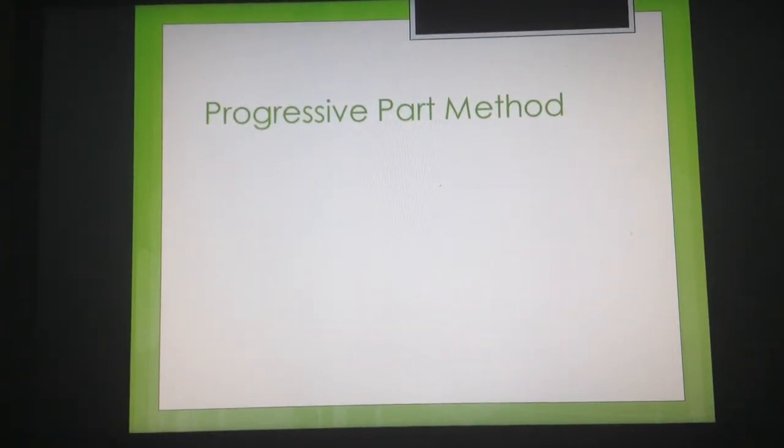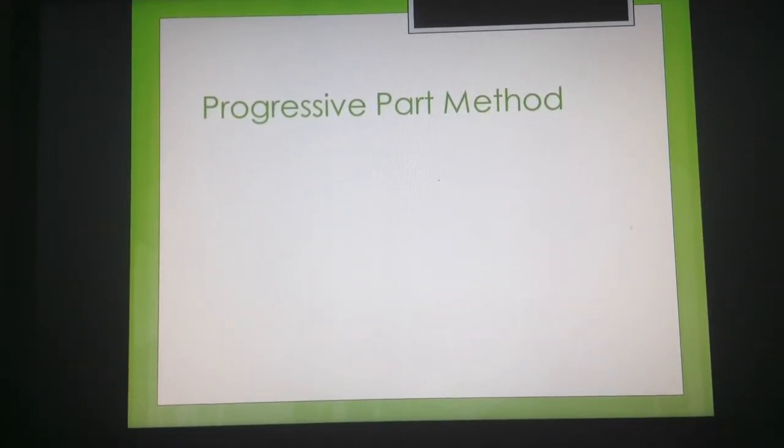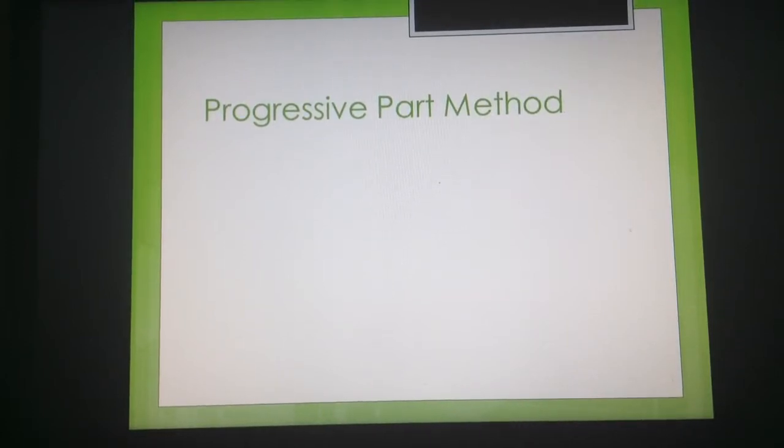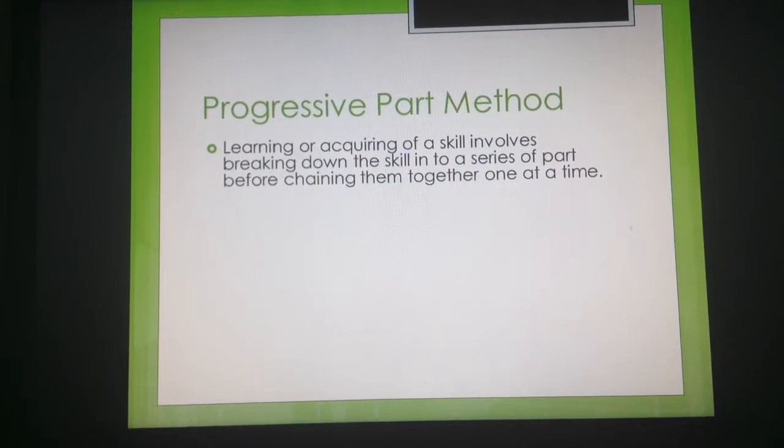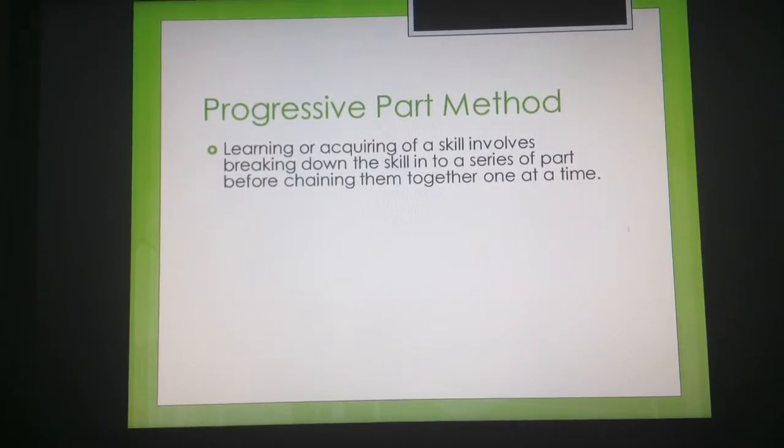The progressive part method. So we know what the part method is, so you add a bit of progression in, and common sense, you're working on each part one after another. So learning or acquiring of a skill involves breaking down the skill into a series of parts before chaining them together one at a time.